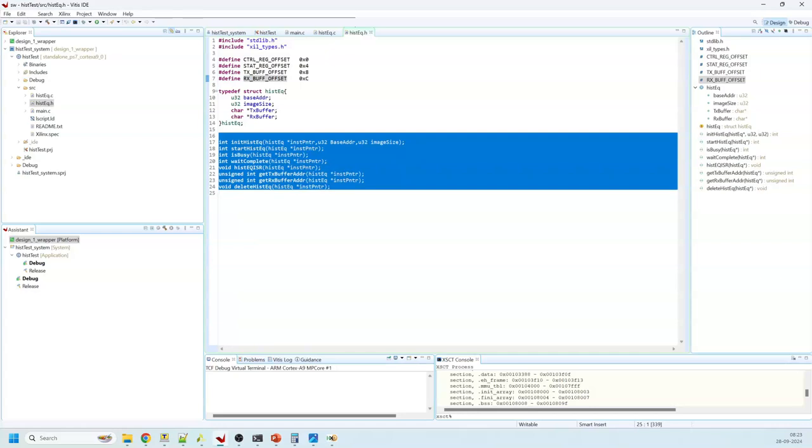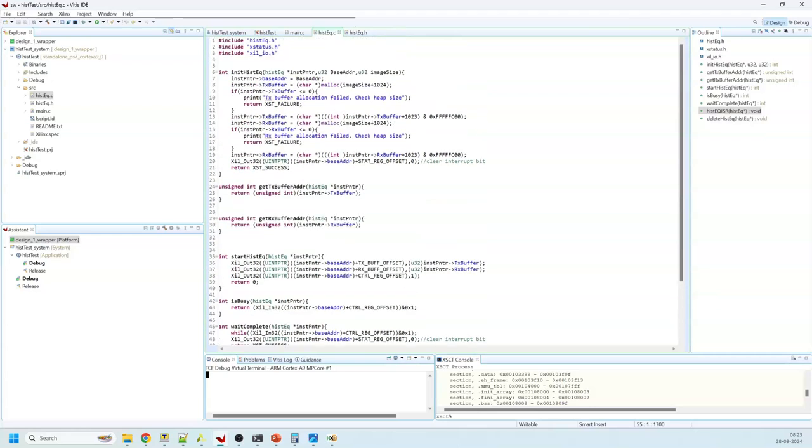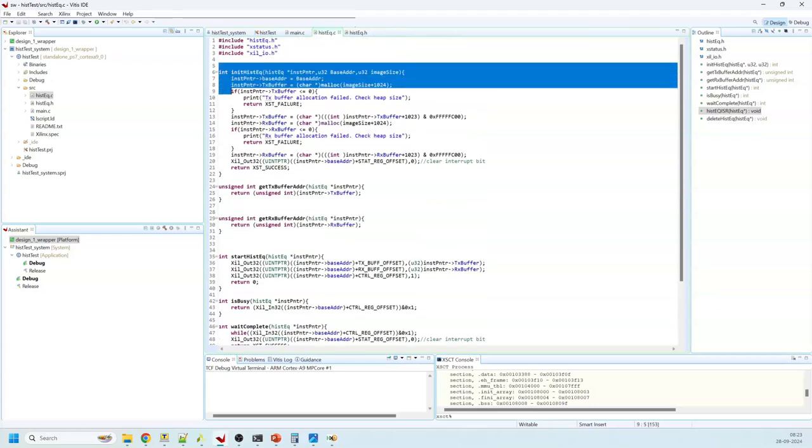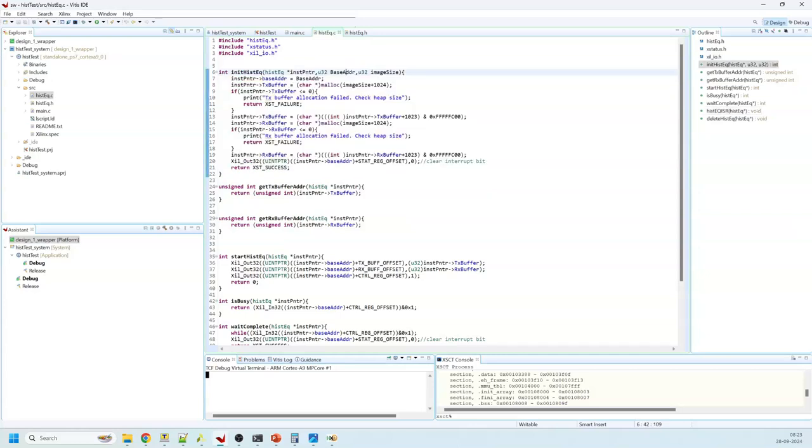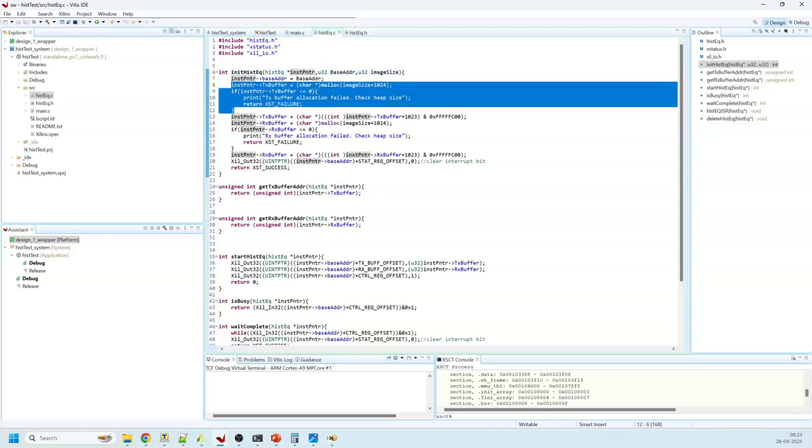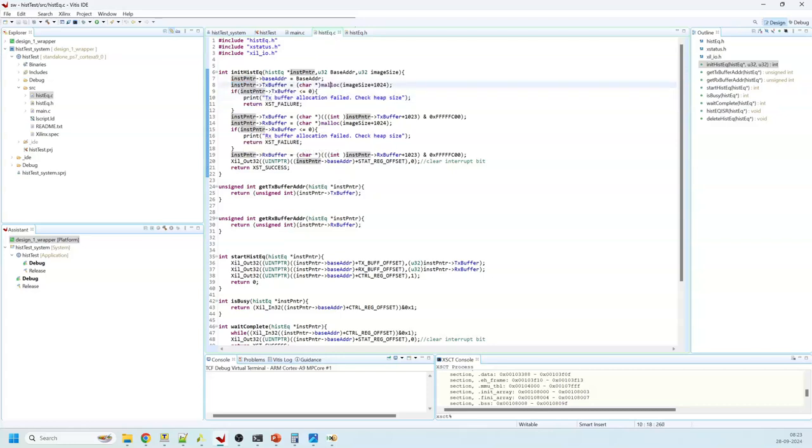Then there are a bunch of APIs for using the IP. The first API that we might be calling is init IP, where you pass the base address of the IP, which you will get from the experimenters.h file. We also pass the image size and the pointer to the variable which we will generate. In the init function, I am allocating buffers in DDR for storing the image. It uses dynamic memory allocation again to make things scalable.